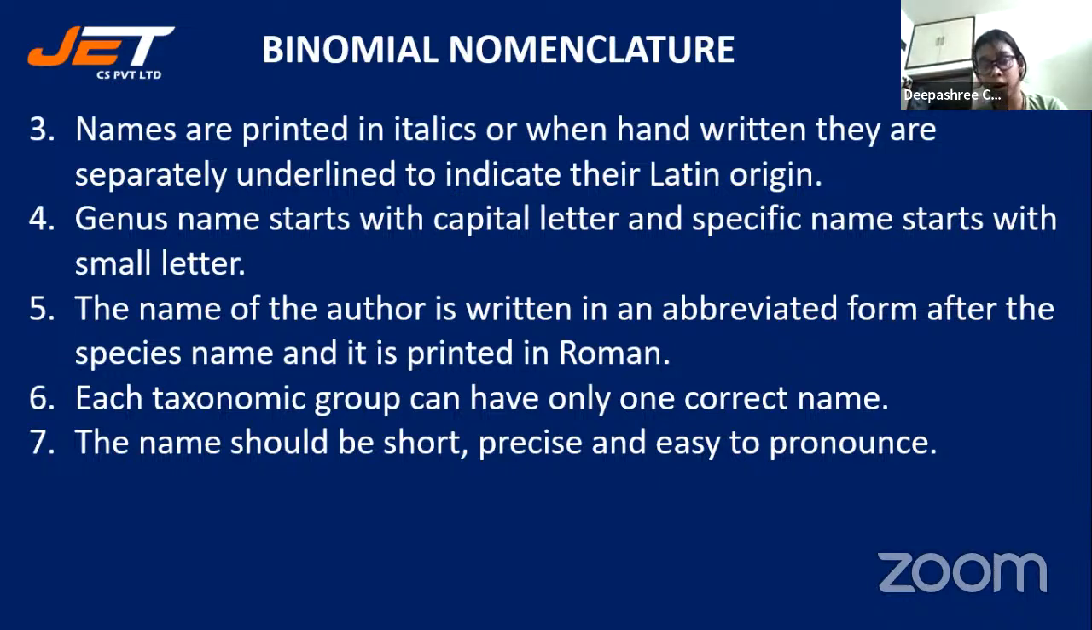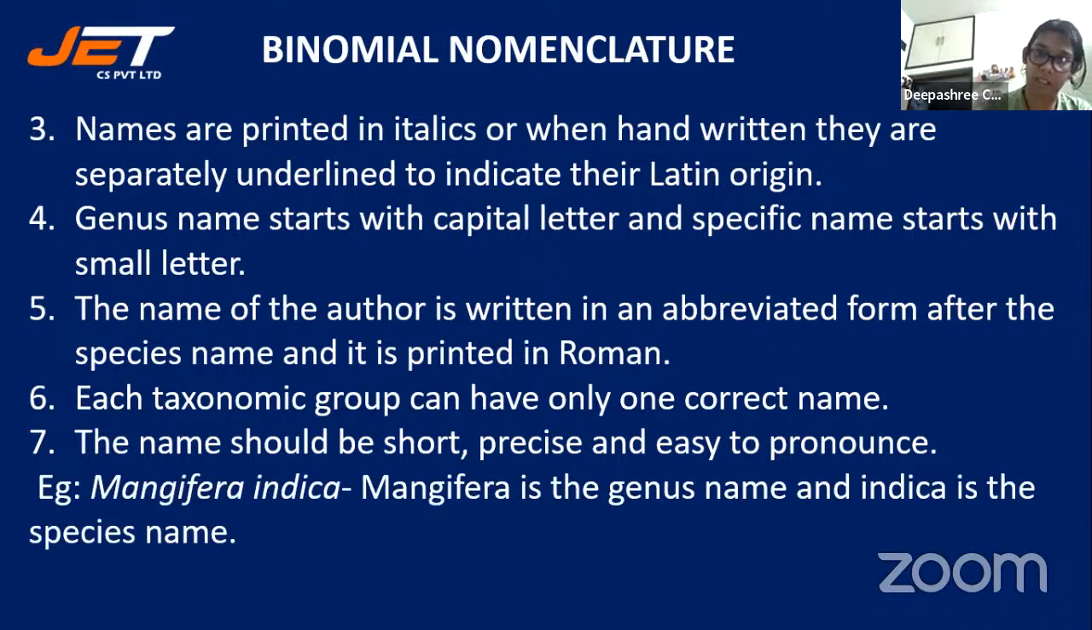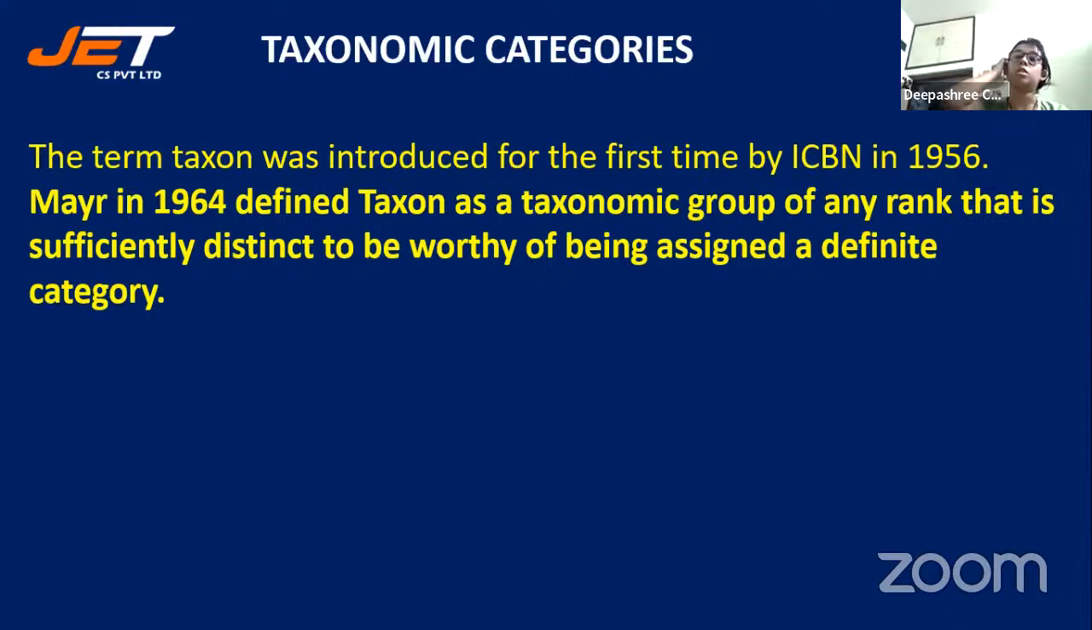Okay, so this point may be controversial, but points 4 and 6 are very important. 5 and 7 are generally not taken into consideration. Mangifera indica. Mangifera is the genus name. Indica is the species name. The term taxon was introduced for the first time by ICBN in 1956. Meyer in 1964 defined taxon as a taxonomic group of any rank that is sufficiently distinct to be worthy of being assigned as a definite category.